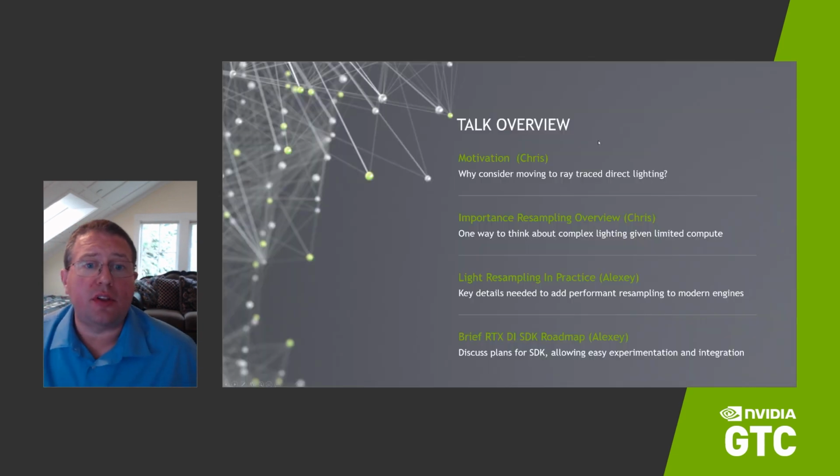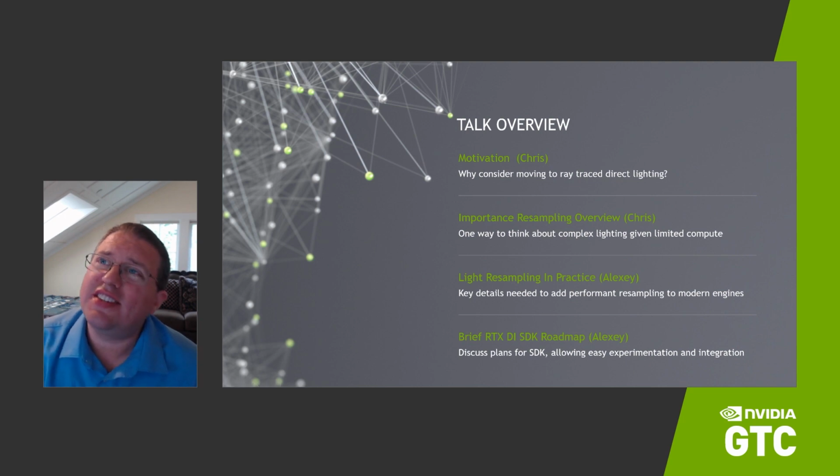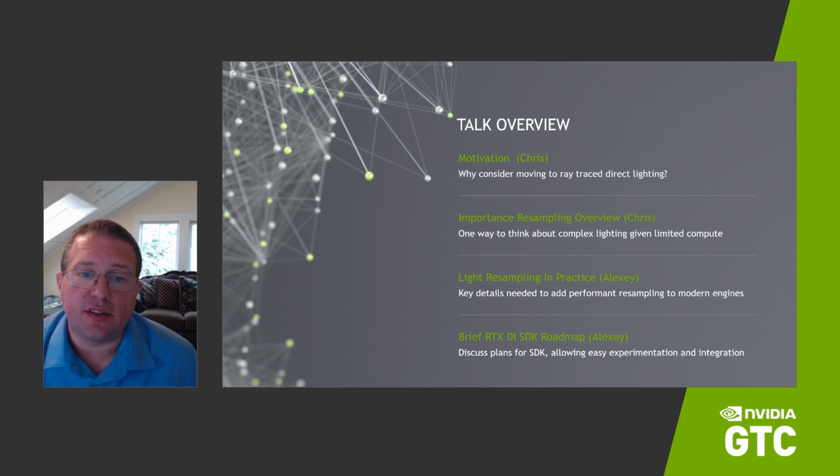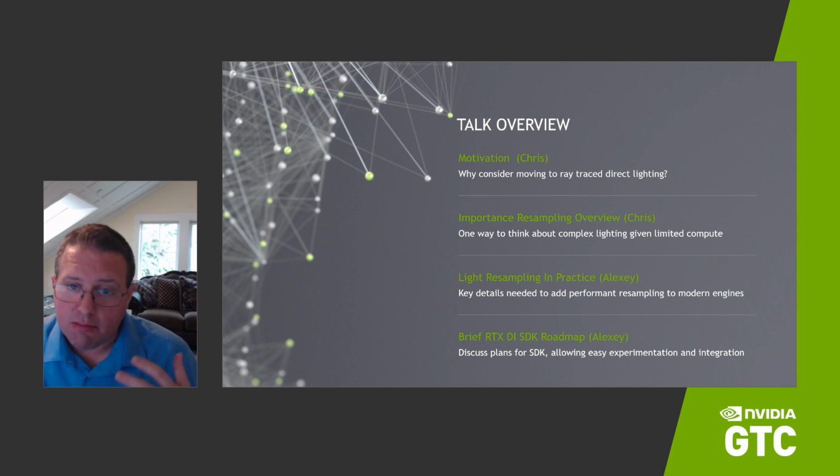So I want to start off with a little bit of motivation to make you consider why you might want to move your direct lighting to use full ray tracing. And then I want to give an overview of importance resampling, which is one way I think you can use to do complex lighting, like many-light direct lighting, given limited compute budgets.